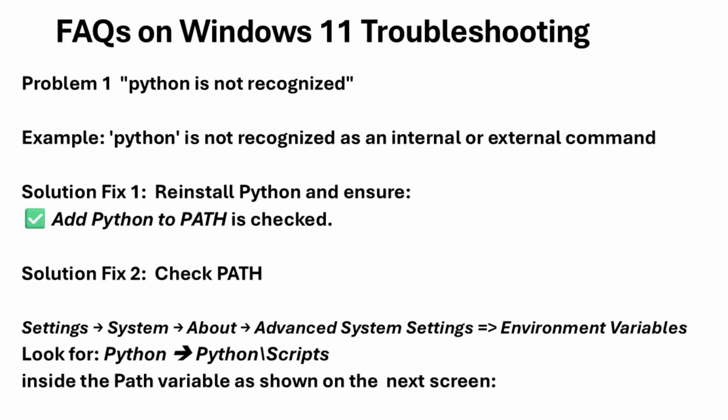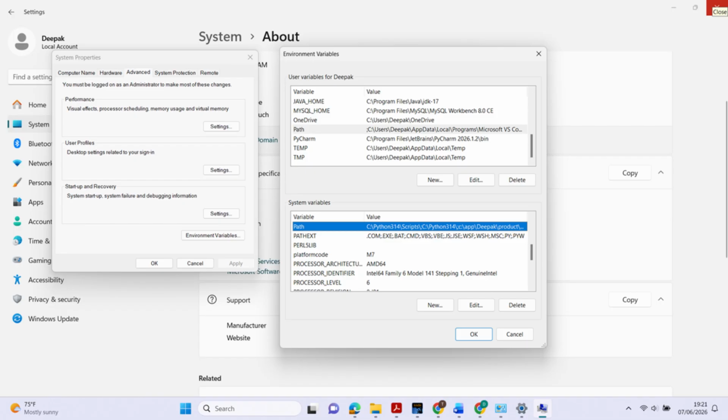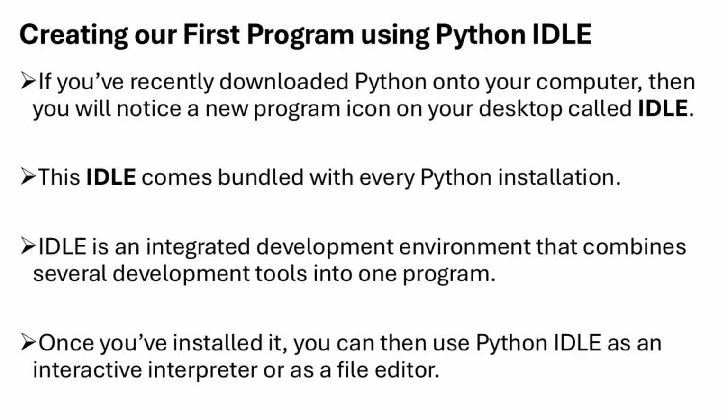Now let us explore a few FAQs on Windows 11 troubleshooting. Problem 1. Python is not recognized. Example: Python is not recognized as an internal or external command. Solution. Fix 1. Reinstall Python and ensure that add Python to path is checked. Fix 2. Check path. Open Settings, System, About, Advanced System Settings, then Environment Variables. Look for Python and Python\Scripts inside the path variable as shown on the screen.